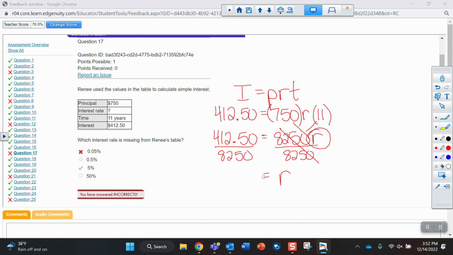$412.50 and dividing it by 8,250 gives us 0.05, which you can see here is the answer you selected. But remember that that's the decimal, and we need to change it to a percent. We convert decimals to percents by multiplying by 100 or moving the decimal 2 times to the right. So it's 5%.